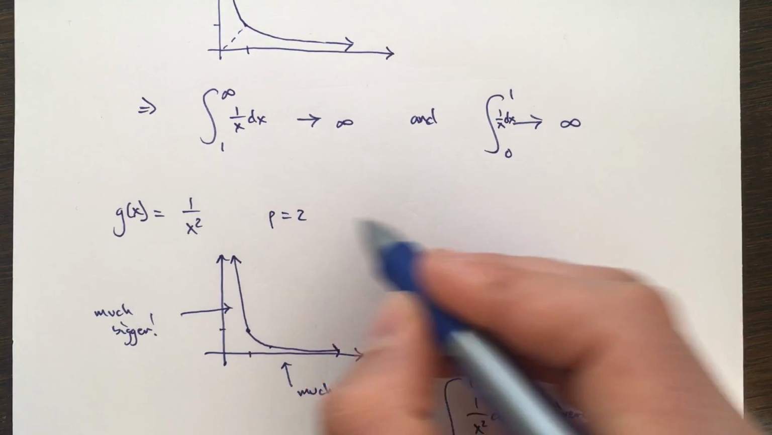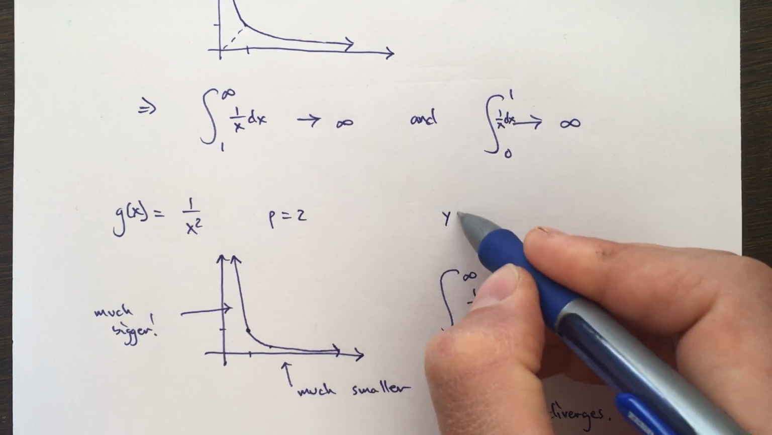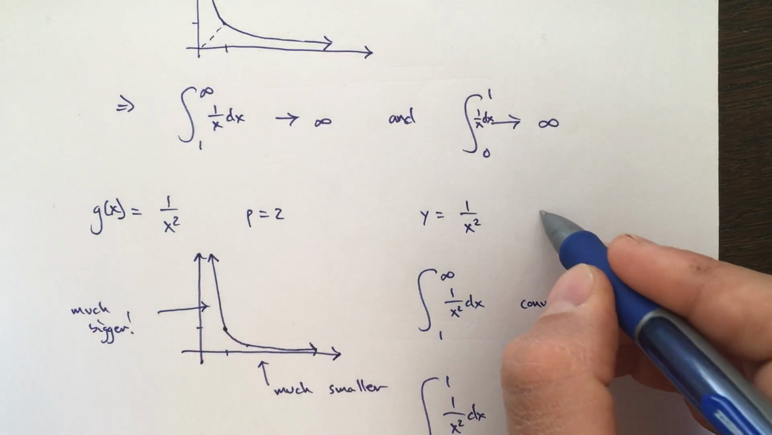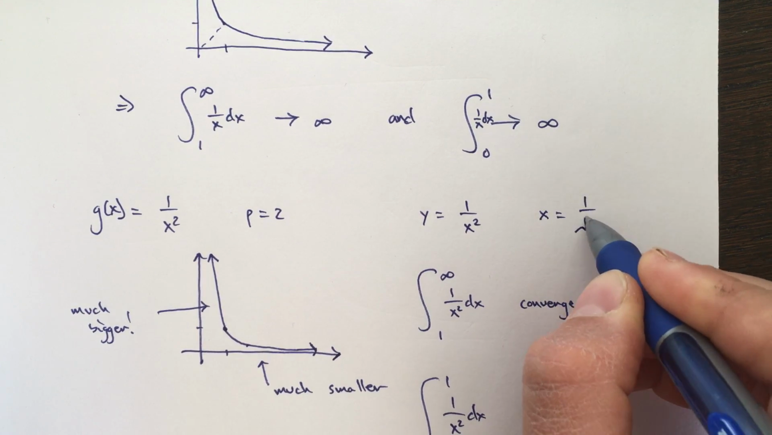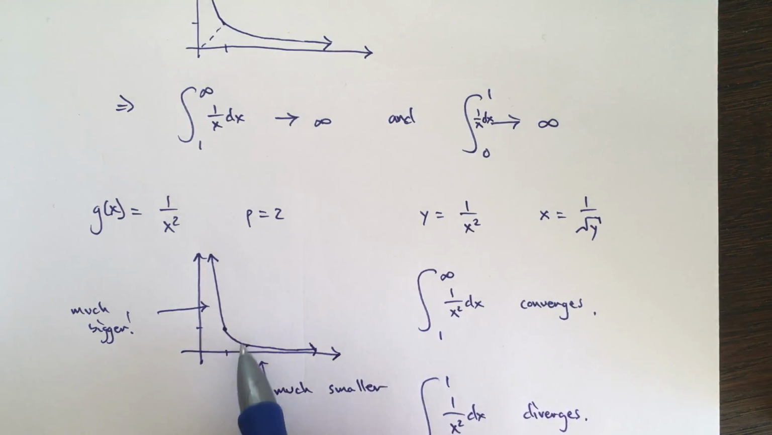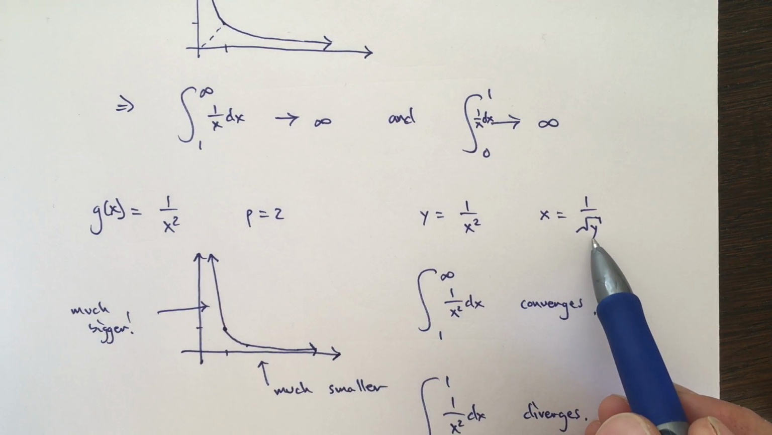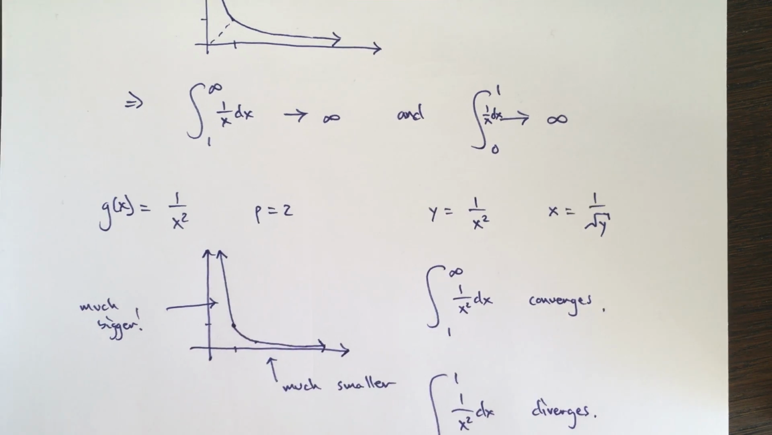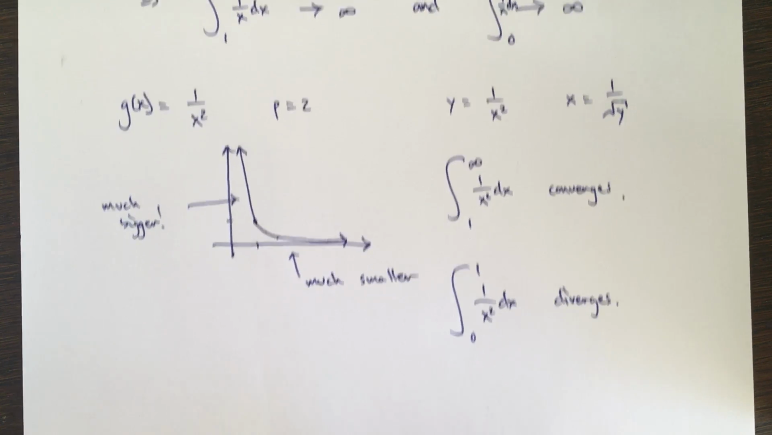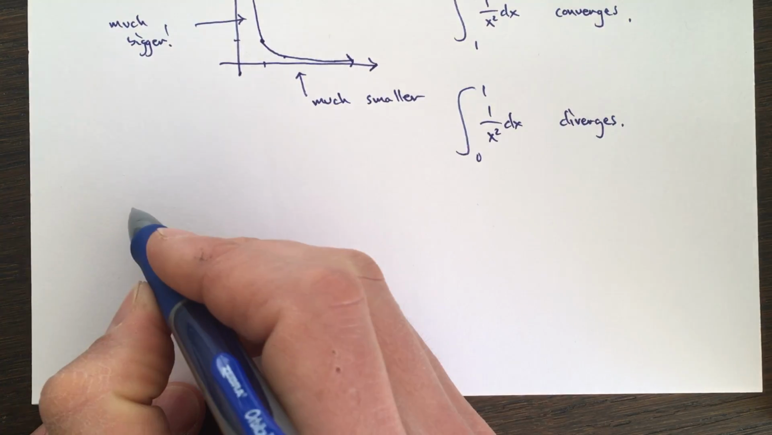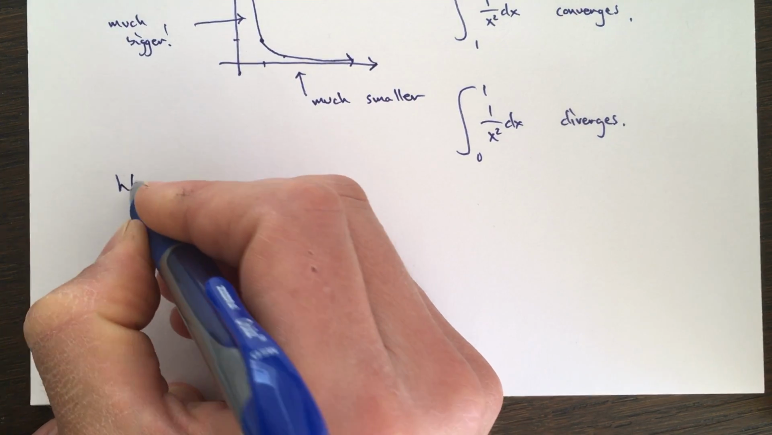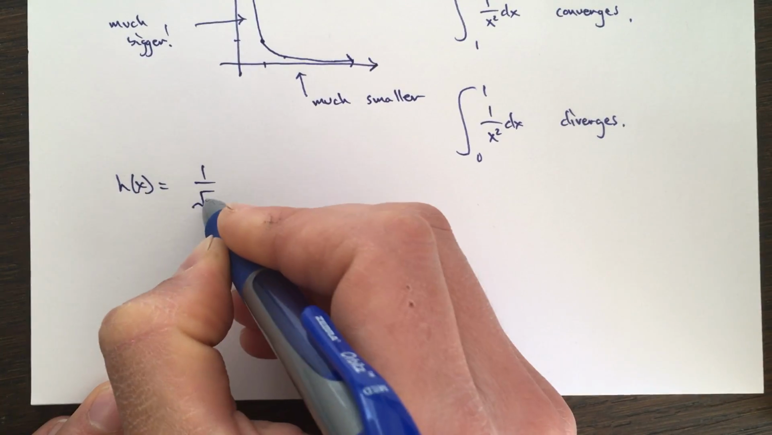If we were to take this function, y equals 1 over x squared, and solve it for x, in this quadrant we would get x equals 1 over the square root of y. So you can see that that is now behaving like 1 over root x if it were down here, which does not approach the axis as fast. We could do something similar if we wanted to. We could say, well, what if h of x is equal to 1 over the square root of x?